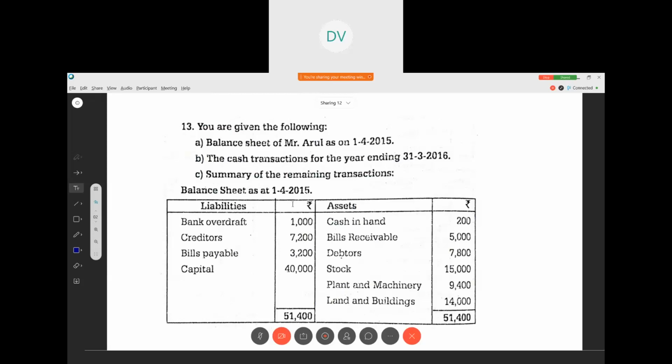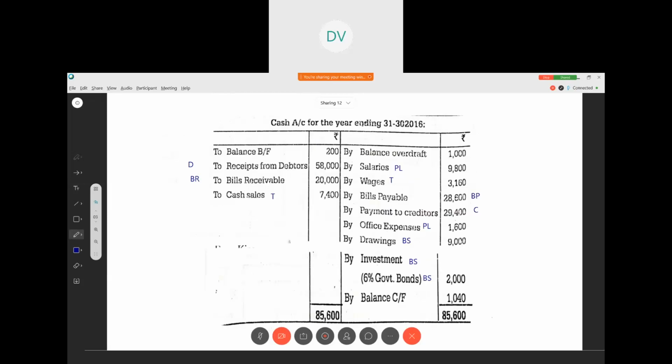See, 1-4-2015. So there is opening capital. We need not calculate the capital. So opening capital is there. Then they have given the cash book also. So cash book is given, no problem. So closing balance is there. This we can use for the final balance sheet.